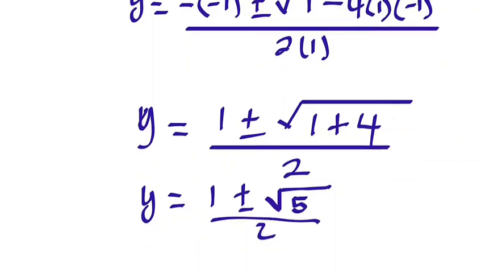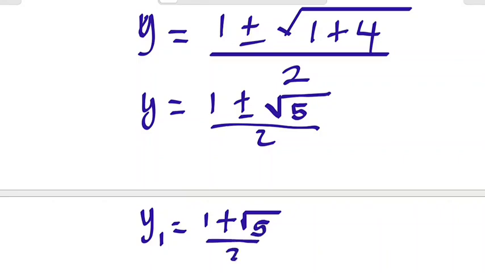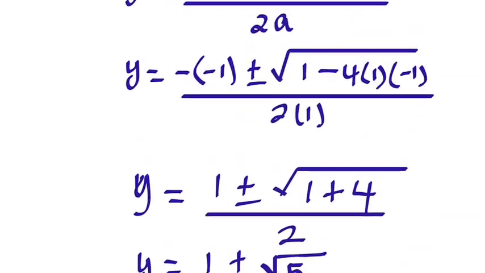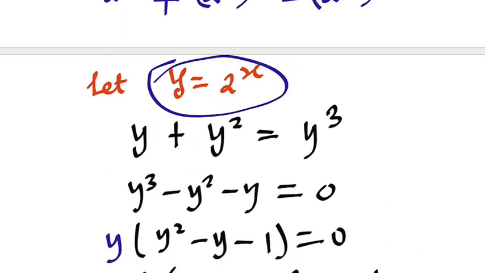So what do we have? We have y1 equals 1 plus the square root of 5 divided by 2, which is greater than 0, that is positive. And we have y2 equals 1 minus the square root of 5, then divided by 2, which is less than 0, which is negative. But according to what we are given up here, our y is 2 to the power of x, which must be greater than 0. Are you getting it? So we're going to continue from there.